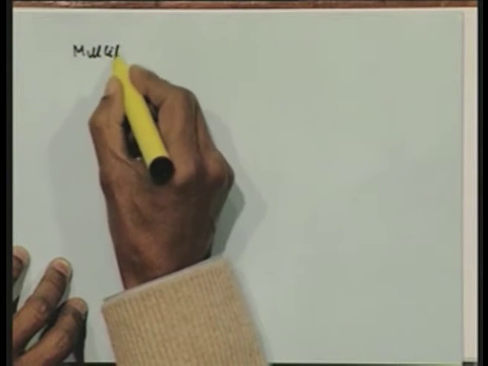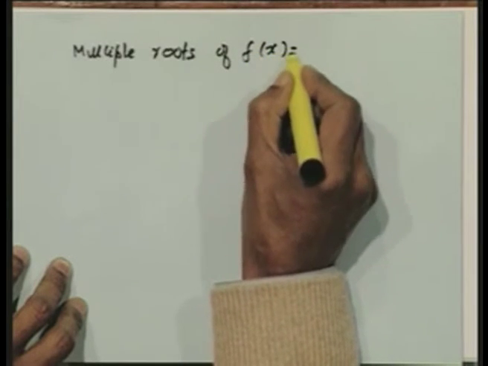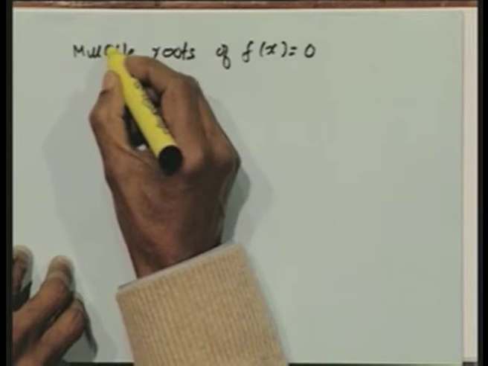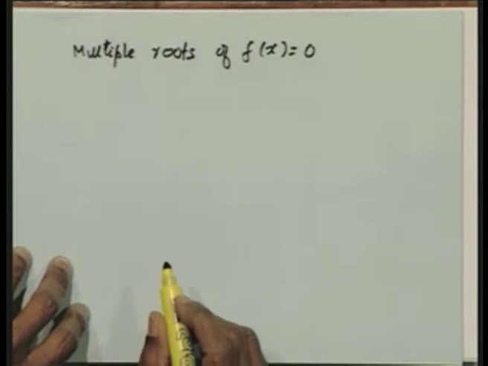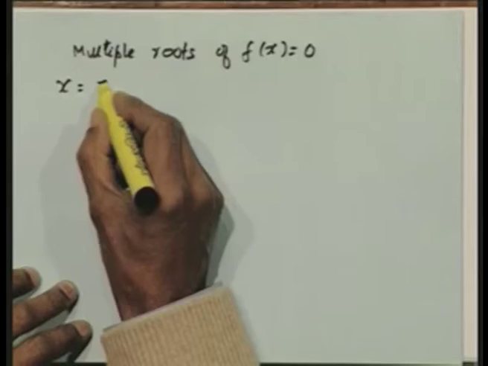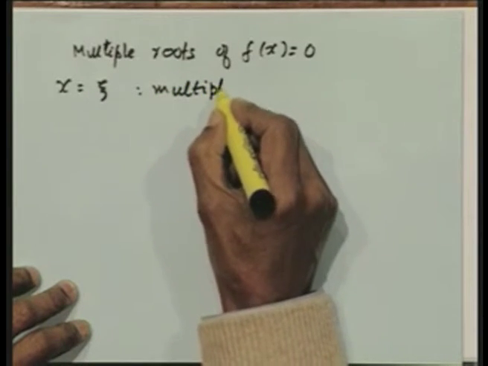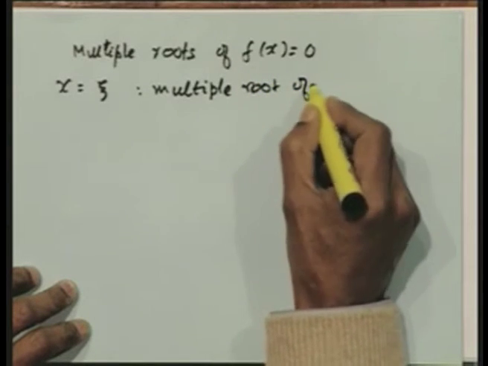In our last lecture we were discussing finding the multiple roots of an equation f(x) = 0. What we were really looking for is a multiple root of f(x) = 0. We know the definition of multiple root: let us say x = xi is a multiple root of multiplicity m.